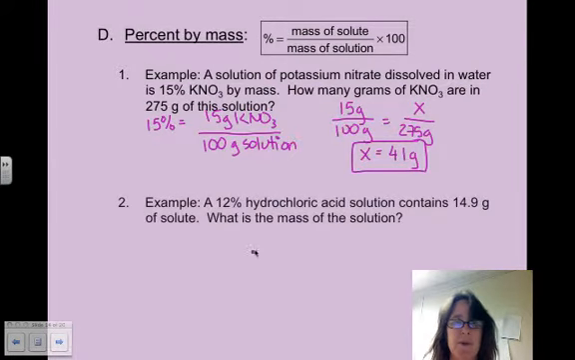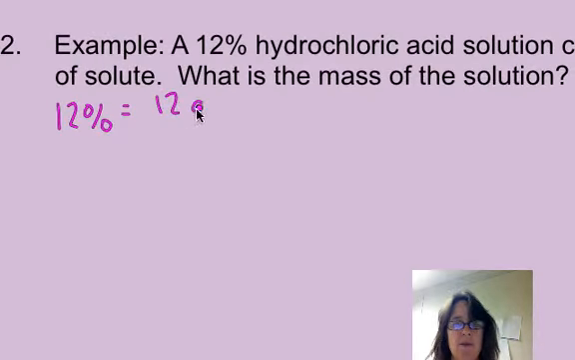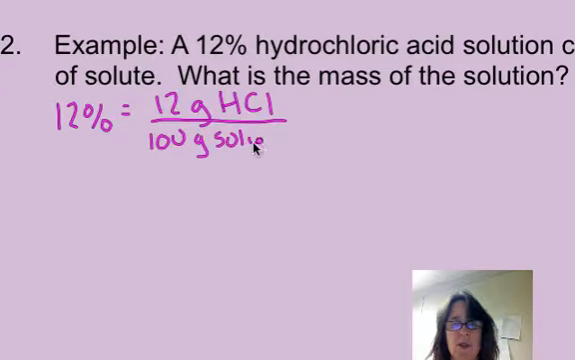Here comes our second example. A 12% hydrochloric acid solution contains 14.9 grams of solute. What is the mass of the solution? 12% equals 12 grams of the solute, which is the HCl molecules, in 100 grams of the solution, which is the water and the HCl. So we're going to set up a proportion again.